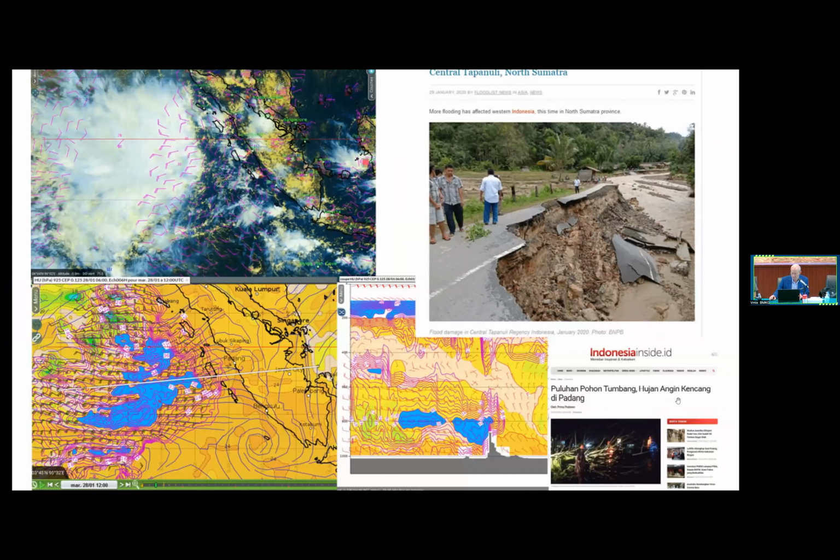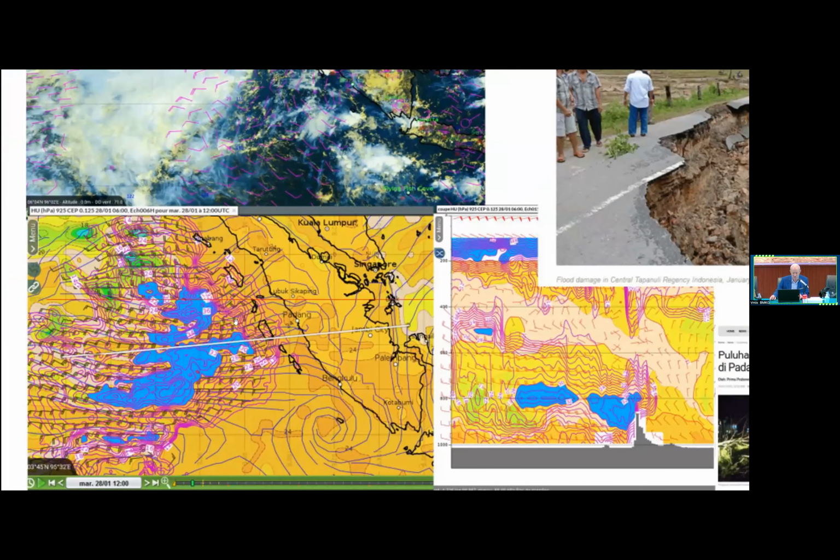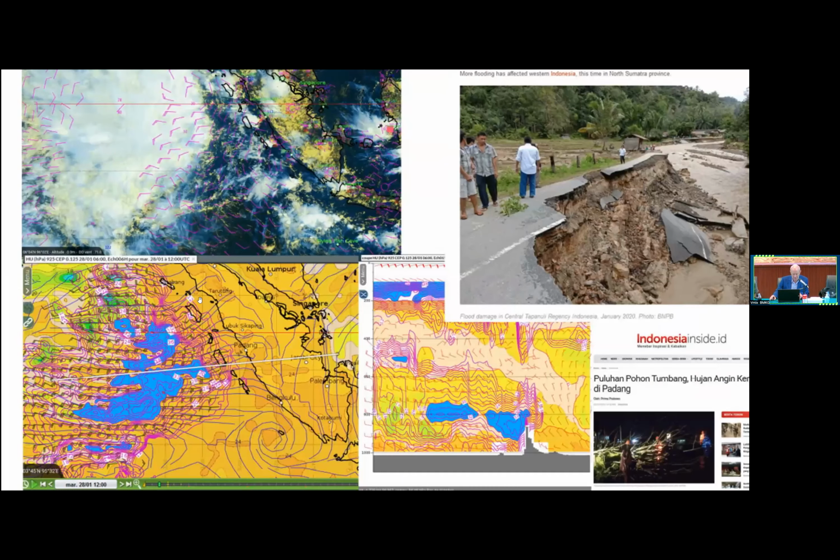And Angin Kencang in Padang, strong wind also. The strong wind is brought by the gust from this super squall line. This is in the Synergy website, a Synergy tool. This is the 925 hectopascal wind. No, sorry, it's the strength of the wind, isotachs. It's 36 knots, 40 knots, 36 knots. So you can see the size of what looks like a squall line.